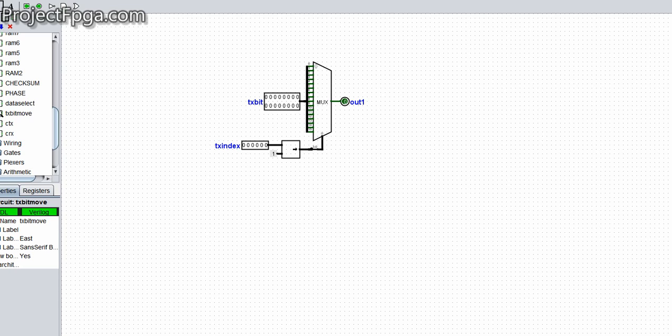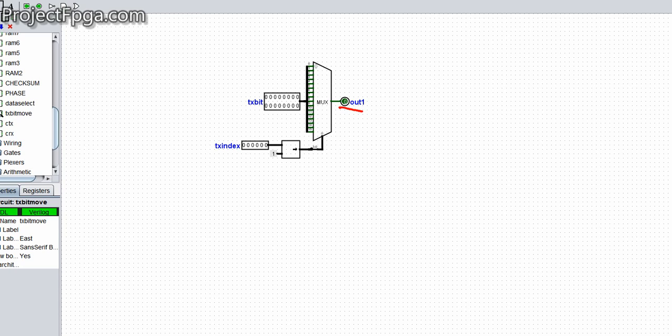So if the TX index is counting 1, 2, 3, 4, it's almost like it's counting 2, 4, 6, 8, 10, 12, 14, because the odd numbers are yielding the same value. So that is why we actually divided the transmit clock again by 2 to get 2 megahertz, because the odd numbers are being skipped in the counting. So that is why you now get this output.